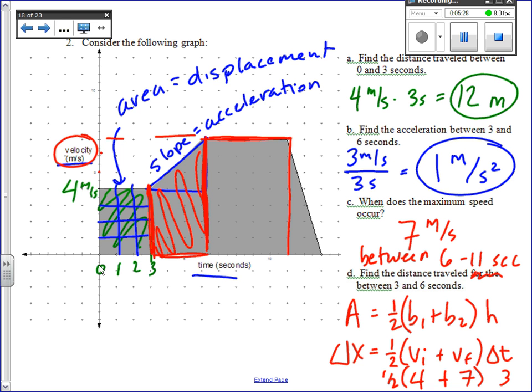Let's see, that's 5.5 times 3. That's 16.5 meters. That's the area of that trapezoid. And it's also the distance traveled between 3 and 6 seconds.